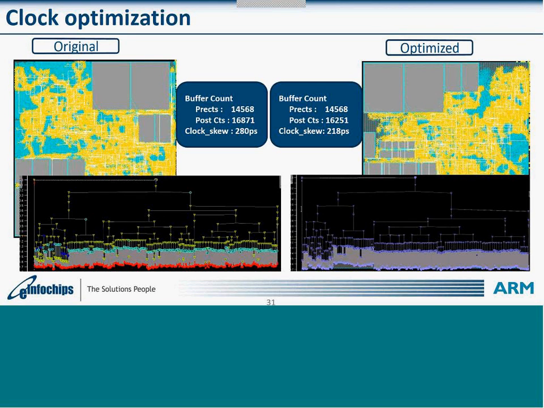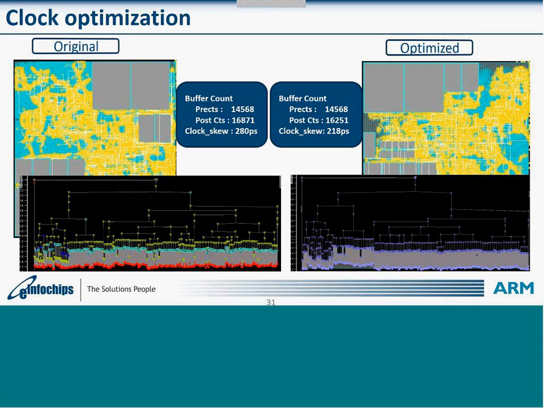And if you look at the buffer count on the initial and the optimized one, we could almost reduce around 400 buffers. So this is directly linked with the leakage power and the total power. So basically we could optimize the power a lot.